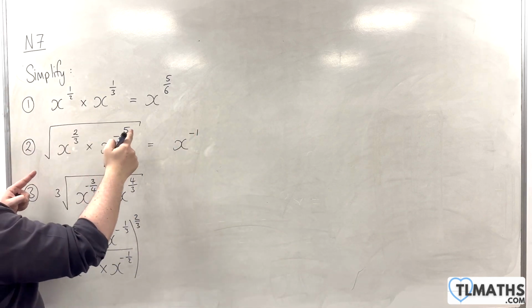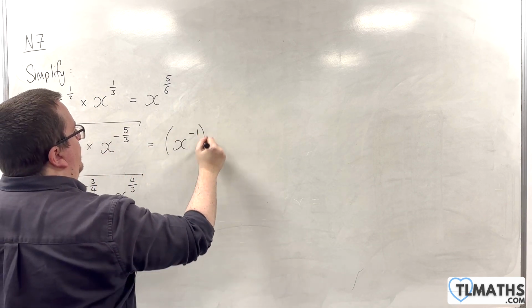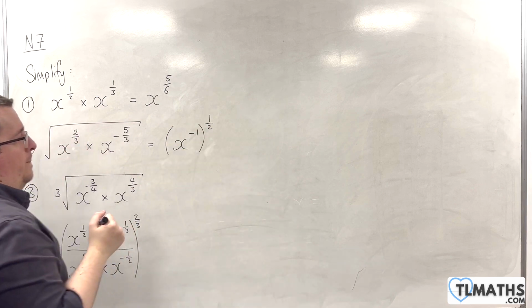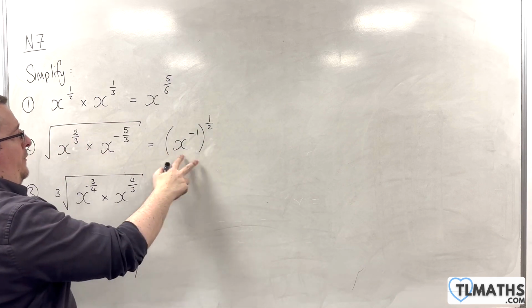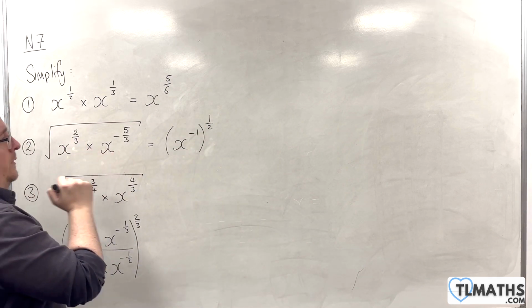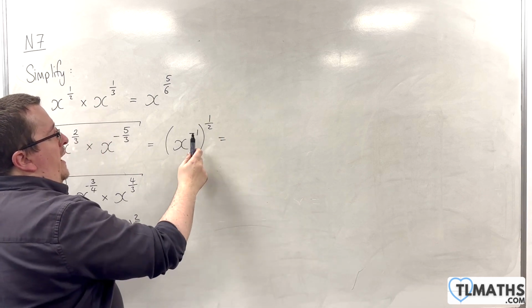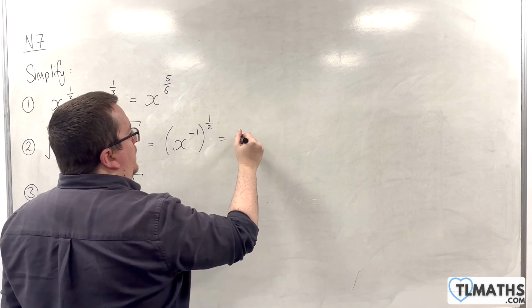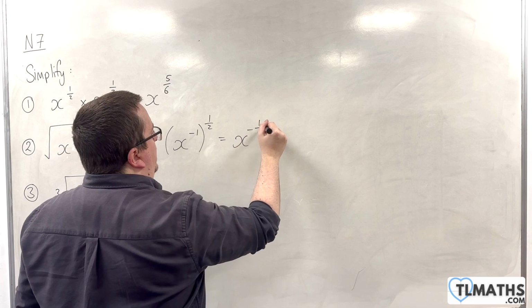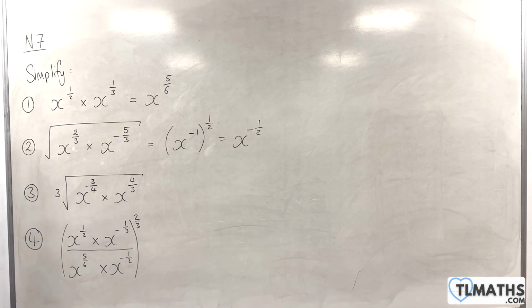And we're square rooting that. Now square rooting is the same as doing to the power of a half. So this is the same as this. So here we have minus 1 times a half, so x to the power of minus a half. And that's my result for number 2.